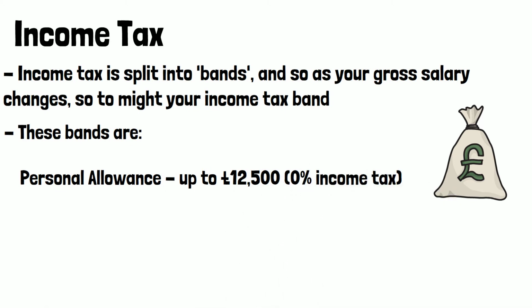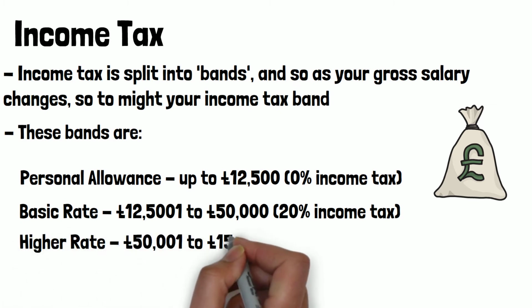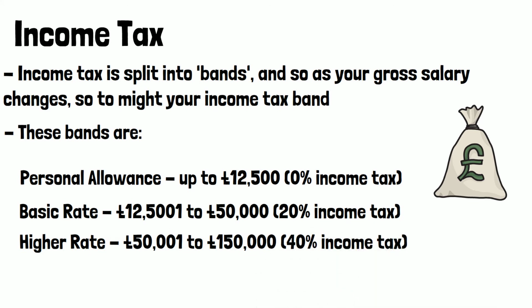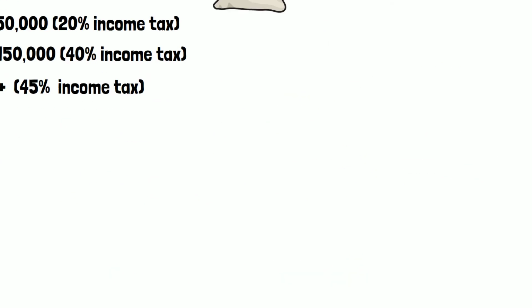The tax bands are your personal allowance, which is up to £12,500, on which you will pay 0% income tax. The basic rate tax band is applied to income which is between £12,501 up to £50,000, and the income tax at this band is 20%. On income that is between £50,001 and £150,000, the higher rate tax band will be applied, which is a 40% income tax. And then for those who earn income exceeding £150,000, this income over the threshold will be taxed at 45%.